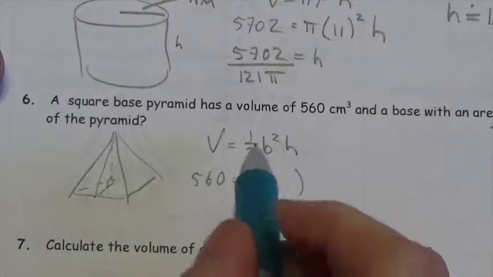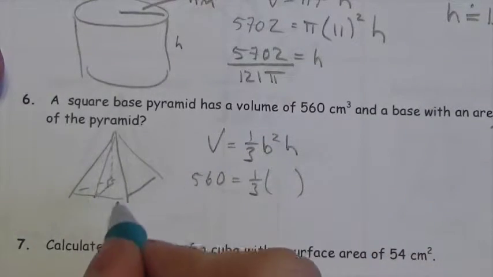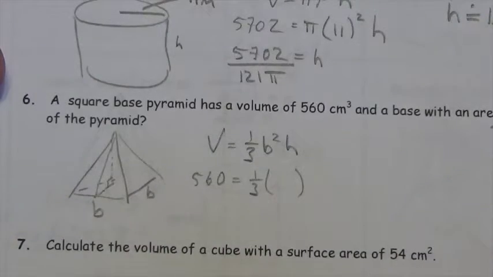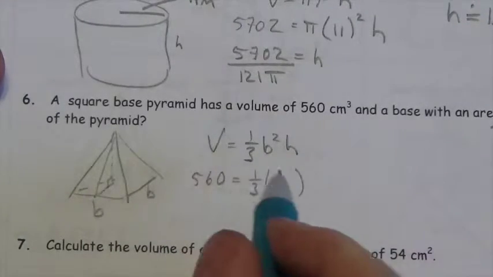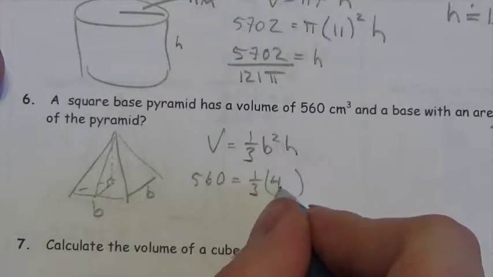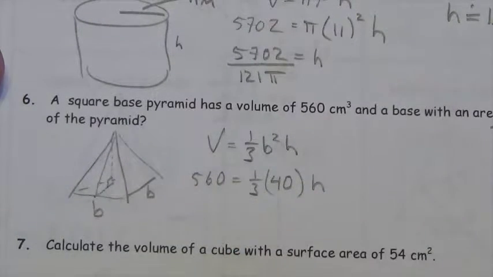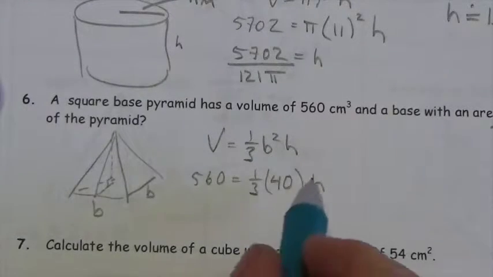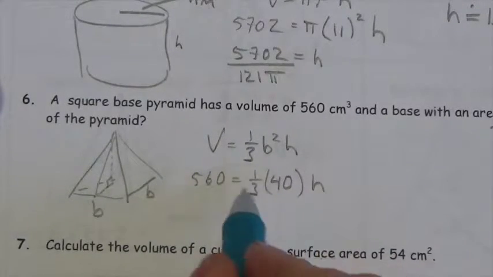And actually, think about this. B squared, this is base, because this is a square pyramid. Bear in mind that B squared is simply going to represent the area of the base, and we were told what that is. We're told that that's 40. And then we multiply that by our H. That's our formula. Now, to get H by itself, I have to move these terms over.